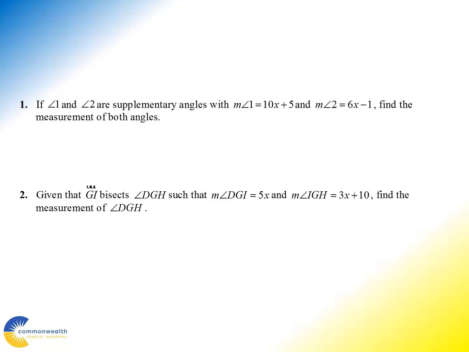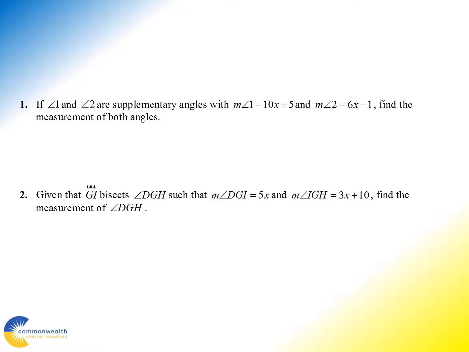Essentially, you have to first interpret what the word supplementary means, which means you have two angles that add up to be 180 degrees, and you're going to be using that fact to write an equation. Therefore, when you take their measurements and add them together, they should total 180 degrees. Since their measurements are represented by 10x plus 5 and 6x minus 1 respectively, I'm going to make the sum of those two things equal to 180 degrees.